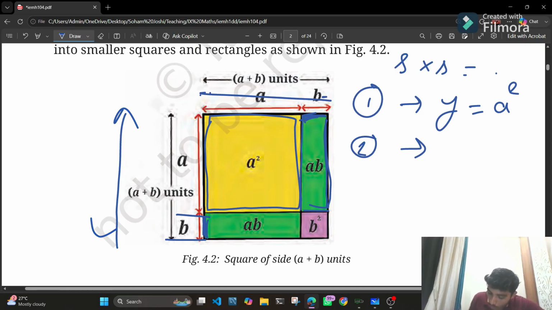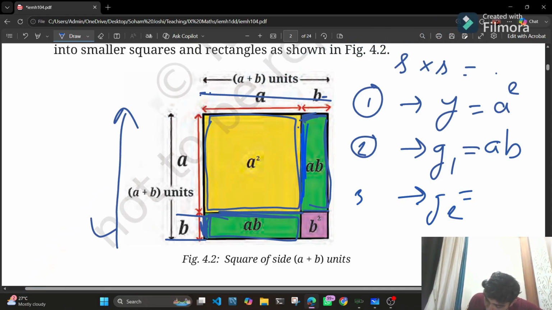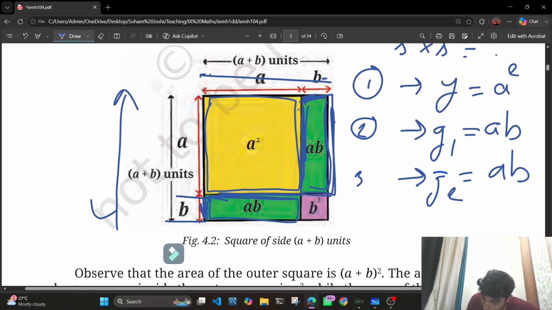Now if we want to calculate the area of the green part, for G1, that is the green part of this one, it is a rectangle of length B and breadth A. So the area of the rectangle is AB, the multiplication of both the sides. Then next we have G2. For G2, length is equal to A and breadth is equal to B, so the area is also A into B.